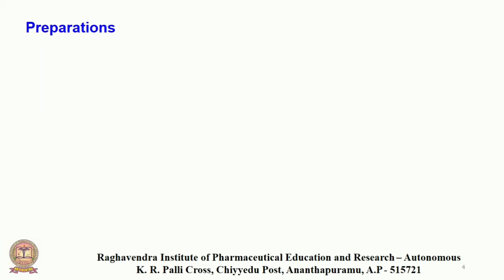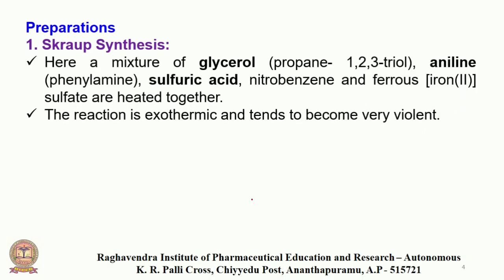Now you can see the preparation methods. A very important method is the Skraup synthesis. Here we take a mixture of compounds: glycerol, aniline, sulfuric acid, nitrobenzene and ferrous sulfate, which are heated together. So these five compounds are taken, glycerol first.